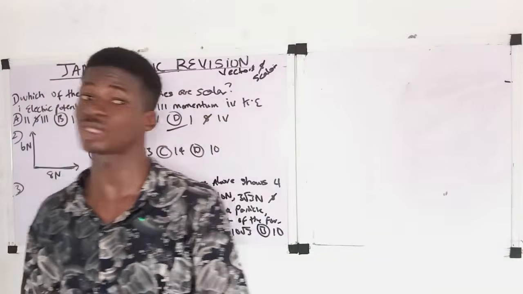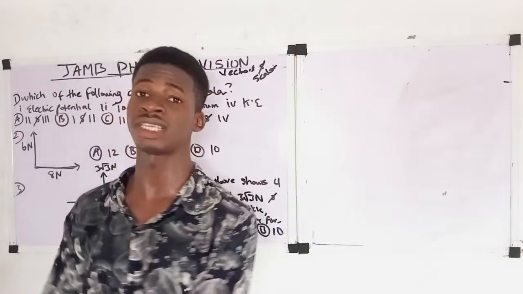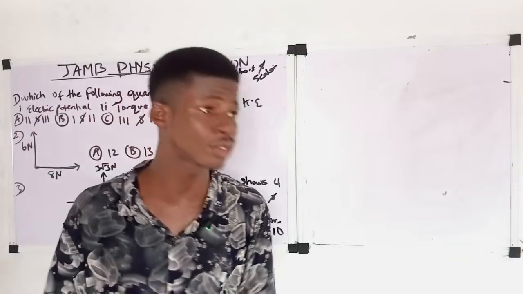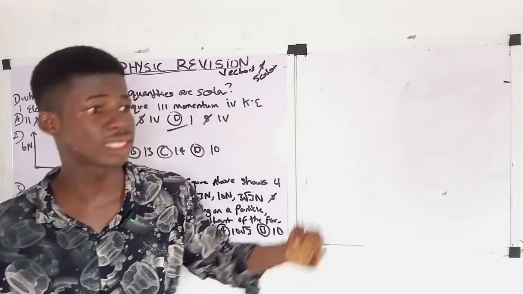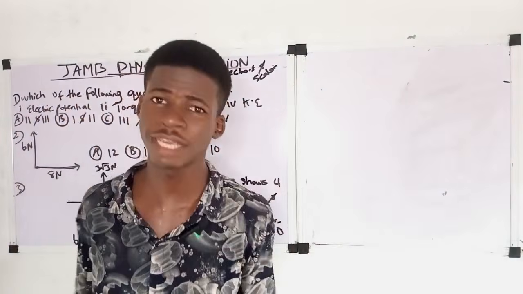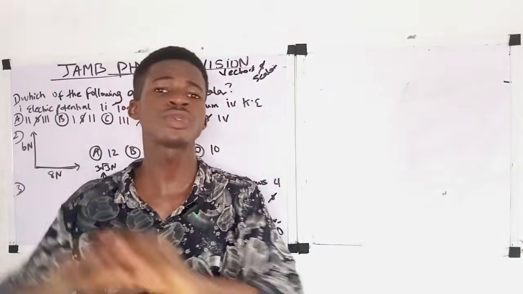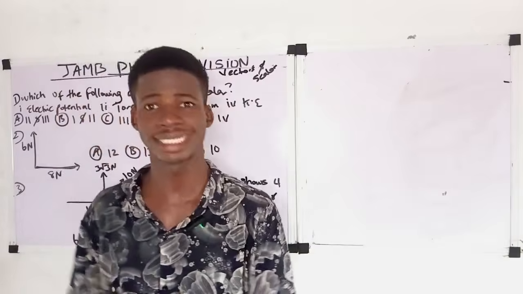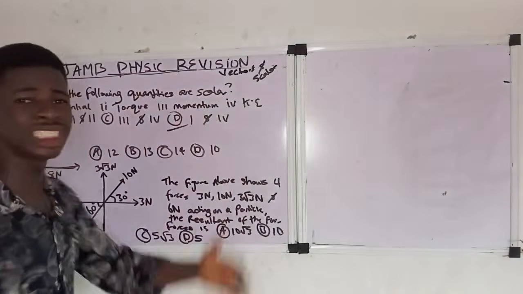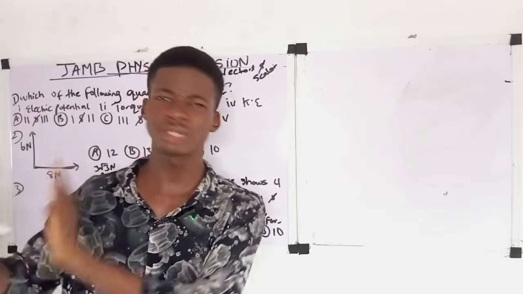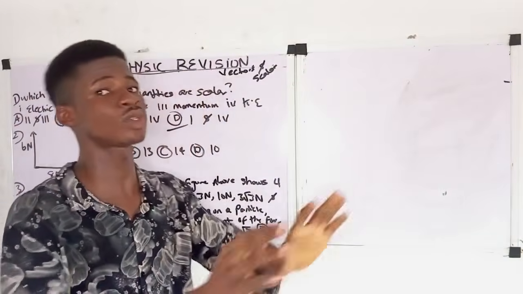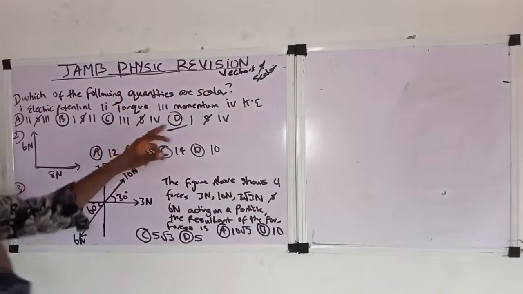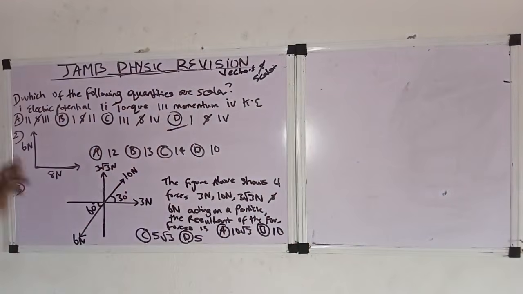They will surely ask you a question like this: which is a vector, which is not a vector. Take note that quantities like force, momentum, and moment are vectors. While quantities like mass, length, time, energy, and power are scalars. Just go and learn them, it's very important. So the answer here is D.